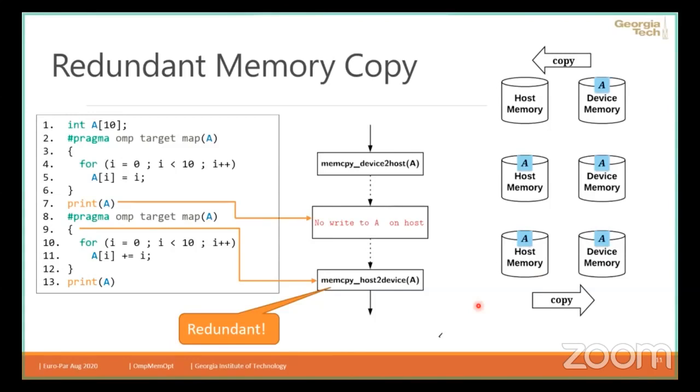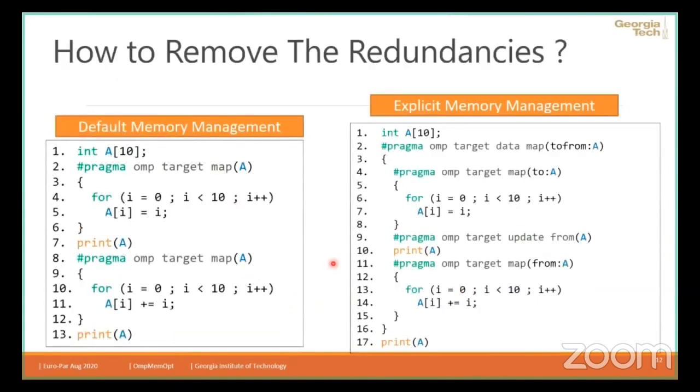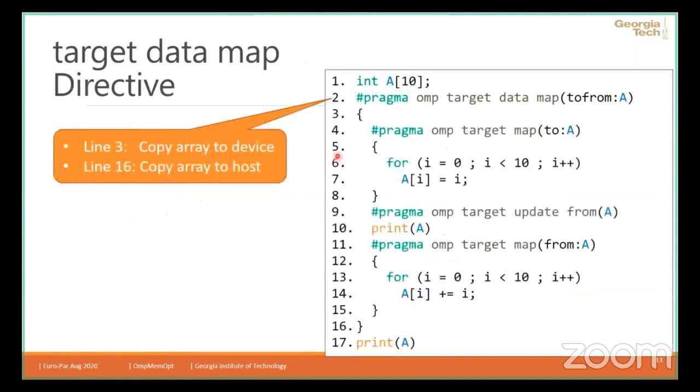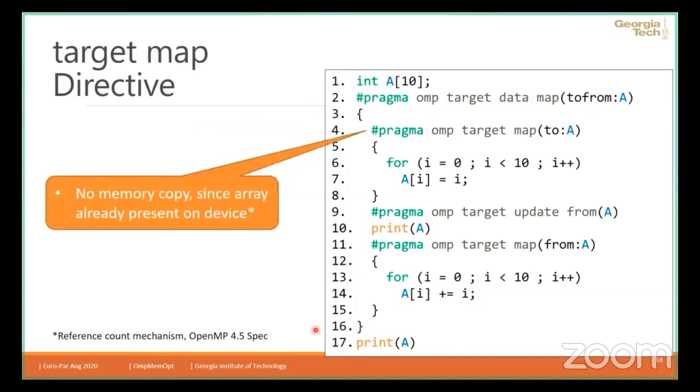An expert programmer can use OpenMP directives to optimize the data movement and remove any redundant memory copies. For example, the directive on line 2 ensures that there is a memory copy from the host to the device on line 3 and back from the device to the host on line 16. And then any other map directives inside this region would essentially be ignored. So there is no memory copy because of the directive on line 4.